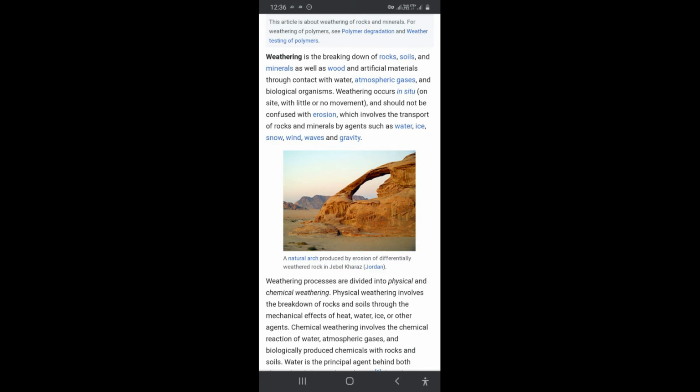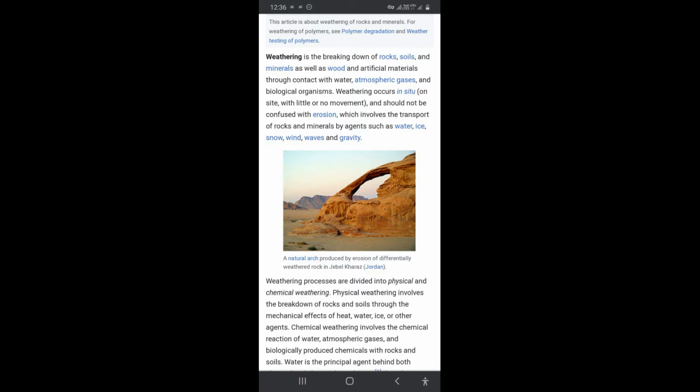So, dear students, last class we dealt with weathering and especially we went in detail about mechanical weathering. So, today we will be dealing with chemical weathering, which is a process of alteration of rocks on the crust by chemical decomposition.